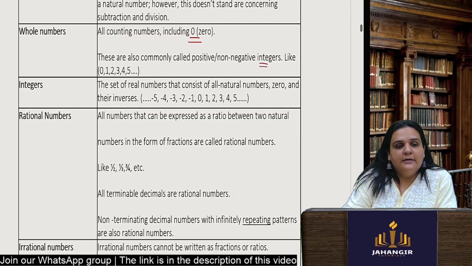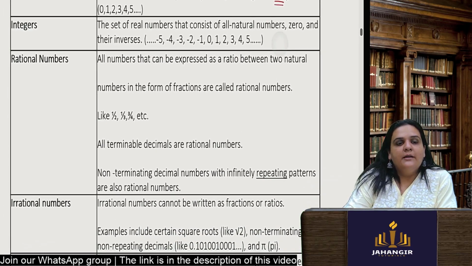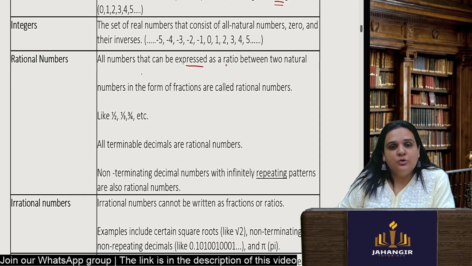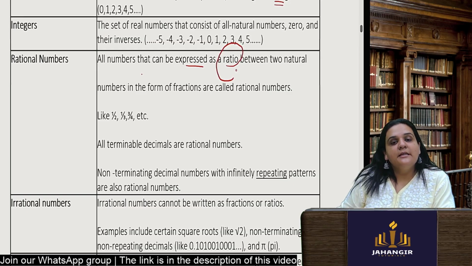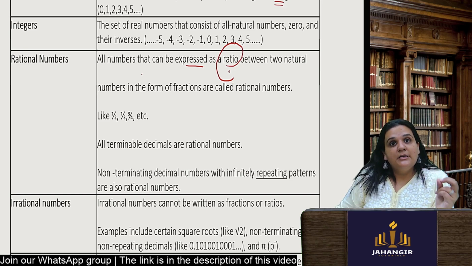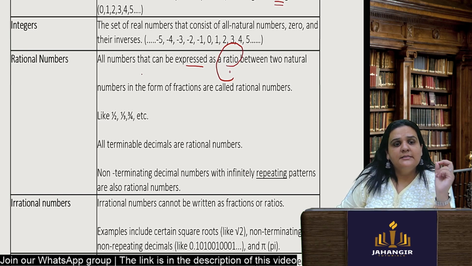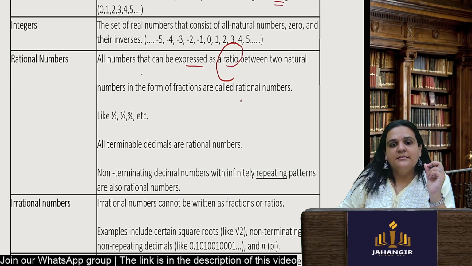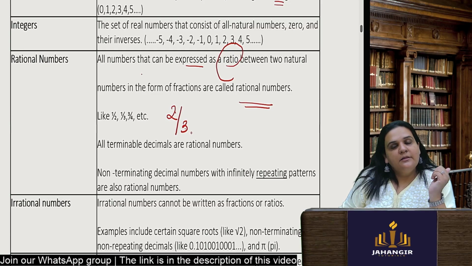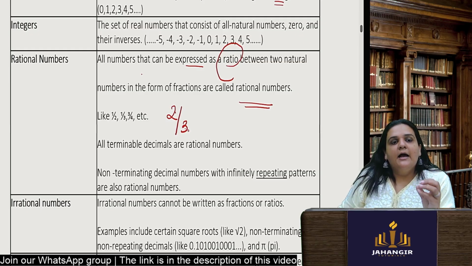Then we have rational numbers. Now what are rational numbers? All the numbers that can be expressed as a ratio. Rational means ratio, it is derived from that word. Between any two natural numbers, it is known as a rational number. So there has to be a relationship. For example, 2 upon 3. Both 2 and 3 are natural numbers. They are given in the form of a fraction, therefore they are known as rational numbers.